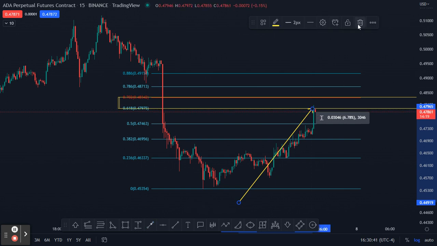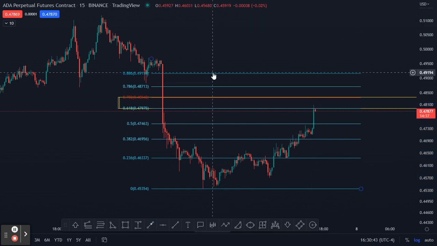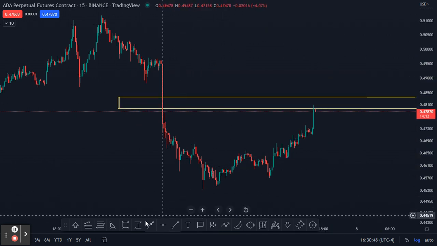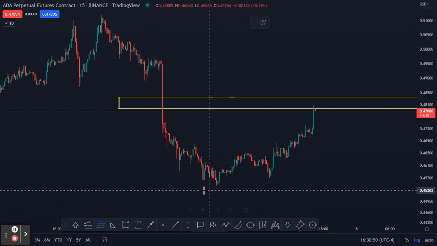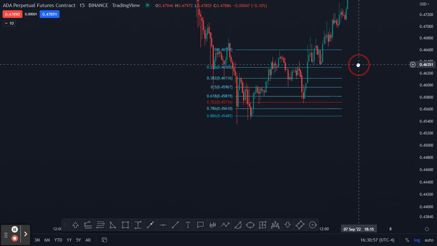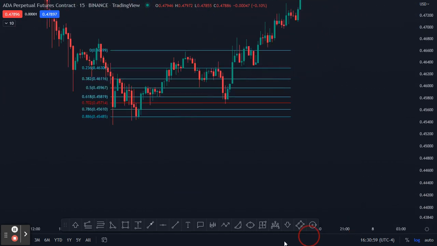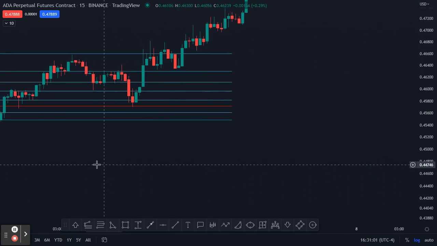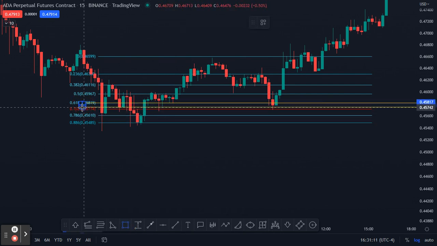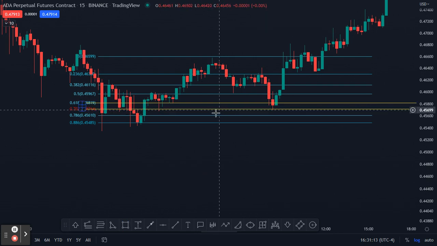All right, so what I'm going to do now is take this off, and I'm going to show you how we can find entries after price basically went through the 23% area. What we want to do is see where these levels line back up, and we want to look for entry between the 61 and the 70%. And we actually got that.